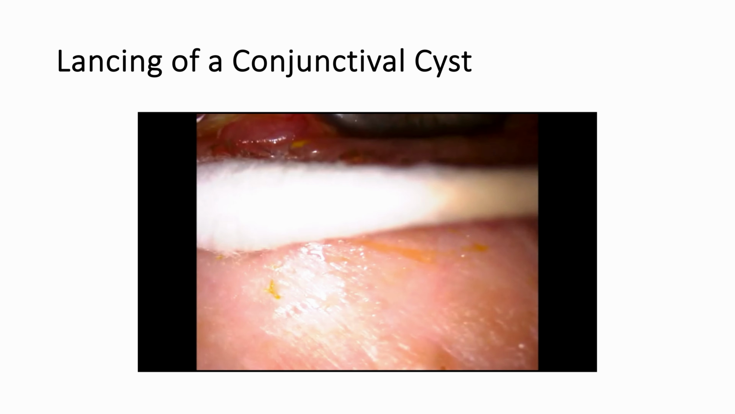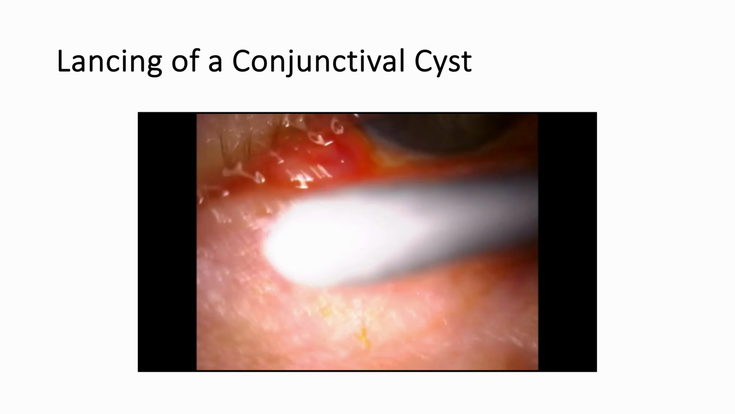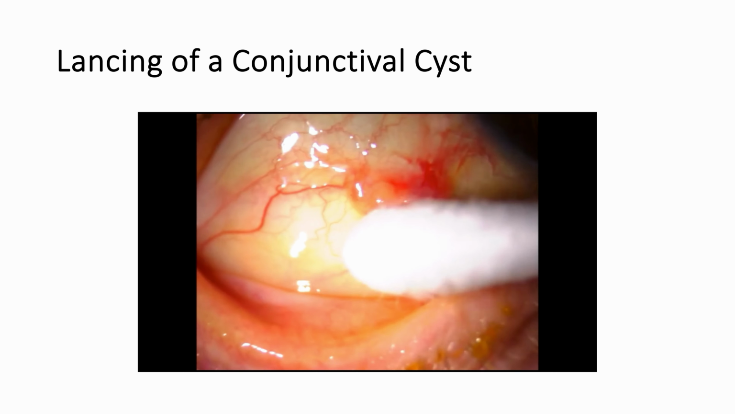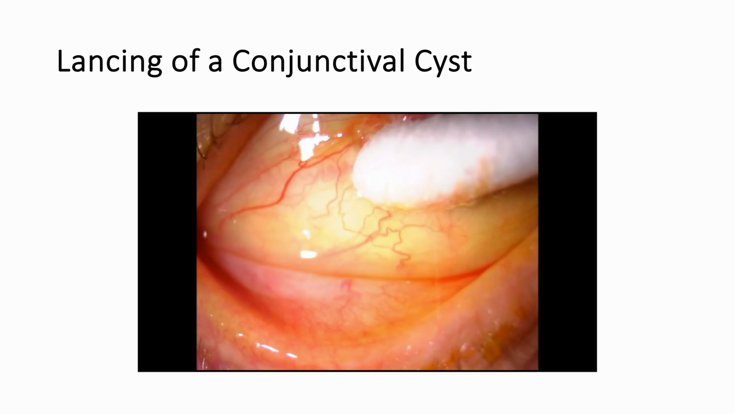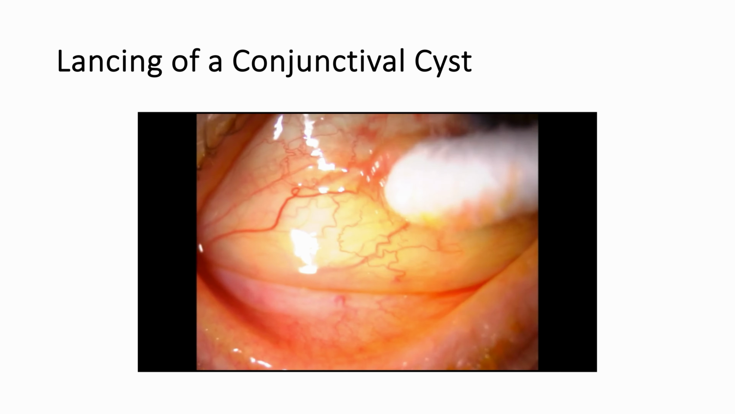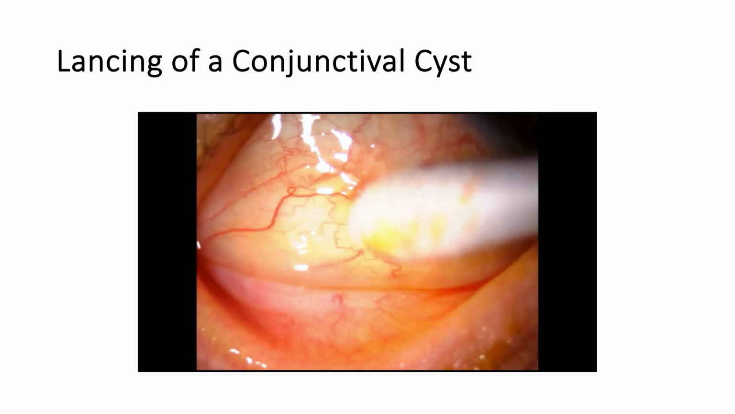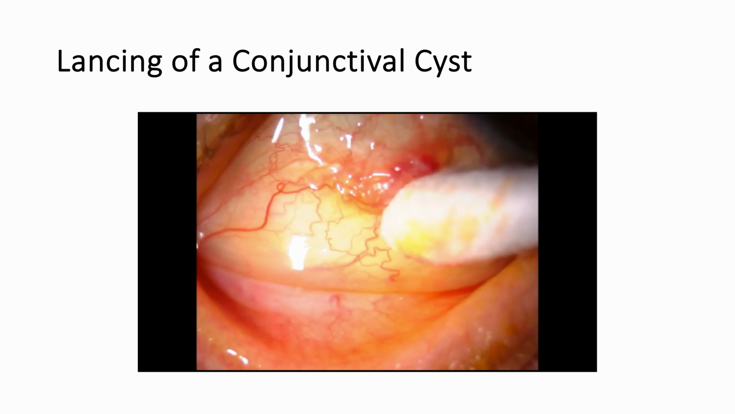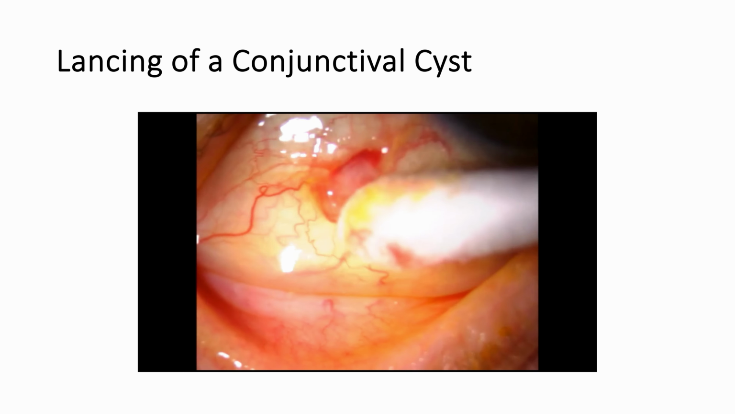A blunt cotton tip applicator is used to confirm the cysts have been fully decompressed. Note, the redundant ballooned conjunctiva will regress with time as long as the cyst does not reform. Antibiotic drops are used after lancing to prevent infection.